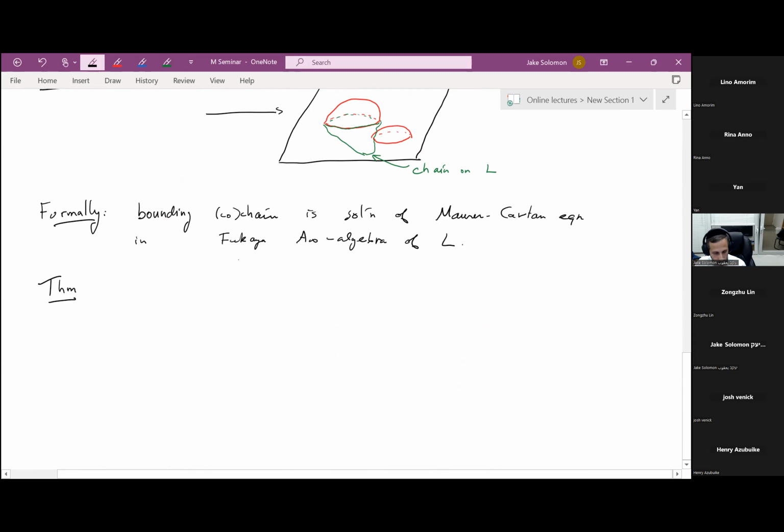The idea of a bounding cochain is nice, but to turn this into some kind of invariant count, as opposed to just defining something like Floer homology, you need to be able to choose the bounding cochain canonically, because the answer will depend on which bounding cochain you choose a priori. So the theorem, due to myself and Tukachinsky, on arXiv around 2016, is that there's a canonical bounding cochain.